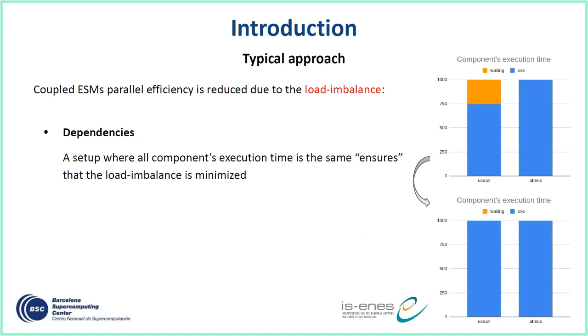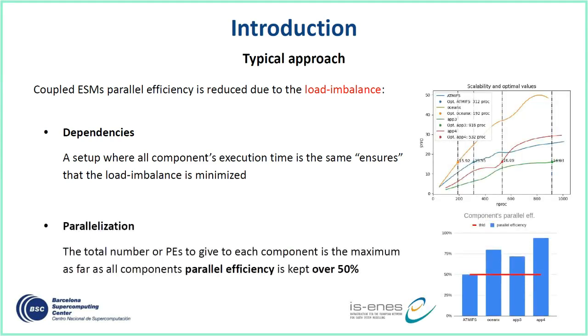The way that we normally deal with the dependencies is to try to come up with a setup in which all the components run at the same execution time, as this would ensure, in theory, that there is no waiting time. Here we have the execution time in blue for two components. They are not the same, so one of the components has to wait for that amount of time, and we try to find a balanced configuration to minimize that waiting time.